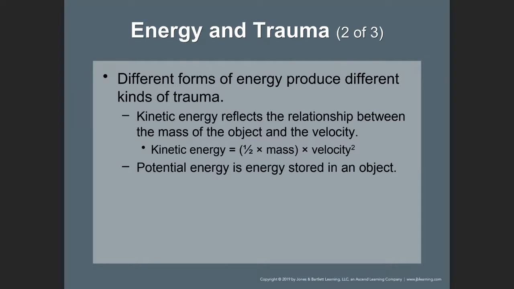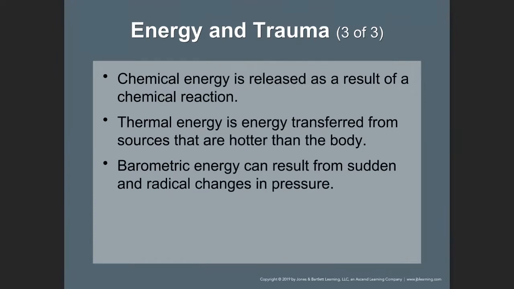Potential energy is energy stored in an object. Chemical energy is released as a result of a chemical reaction. So there must be a chemical reaction for chemical energy to occur. Thermal energy is energy transferred from sources that are hotter than the body. Barometric energy can result from sudden or radical changes in pressure. So barometric is associated with pressure.